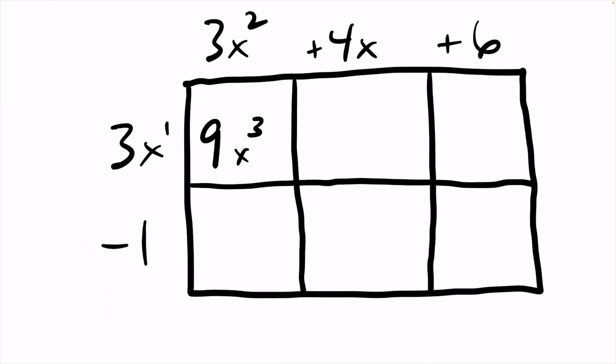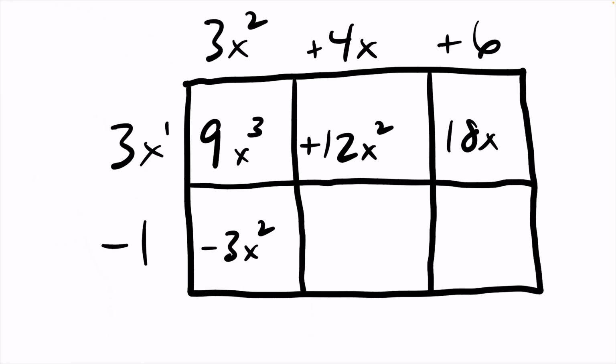3 times 4. 12x squared. 3 times 6. 3 times 6 is 18. Then I get negative 3x squared, negative 4x, and negative 6.